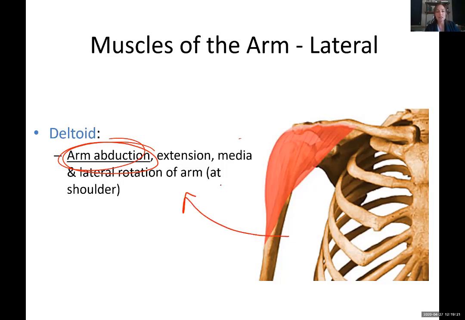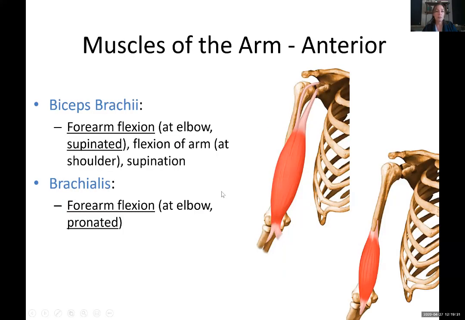And so its antagonist to bring the arm back down would be your latissimus dorsi as well as your pectoralis major muscle. And then we'll just end with that. So then that way when we come back, we can talk about the limbs.